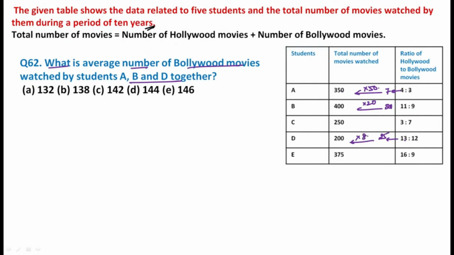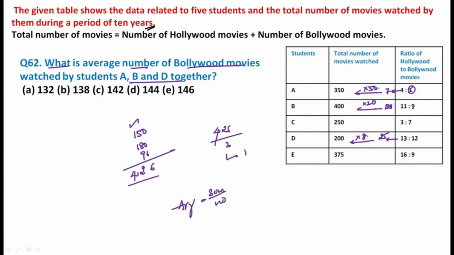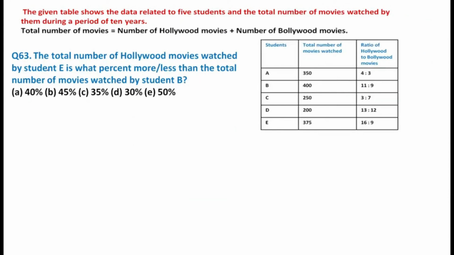Now we want an average. We want Bollywood, so the second parameter. So 3 times 50 is 150, 9 twenties are 180, and 12 eights are 96. You can add all the numbers. 6 plus 0, 6. 9 plus 8, 17. 17 plus 5, 22. Now the value becomes 426. Now we want an average. Average, you already know the formula: average is equal to sum divided by number. Divided by 3, so 426 divided by 3 is 142.